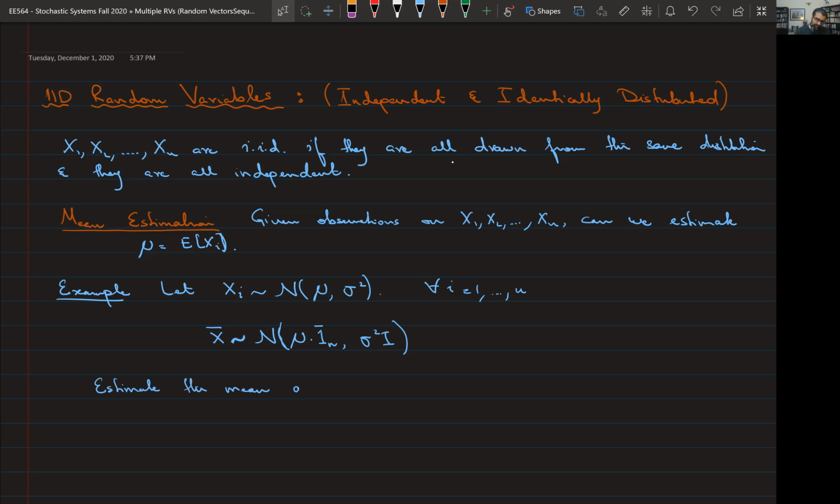Estimate the mean given x1, x2 all the way up to xn, or given observations on them. So how do you propose estimating that? Can we use maximum likelihood here? I would want you to use maximum likelihood estimation here.